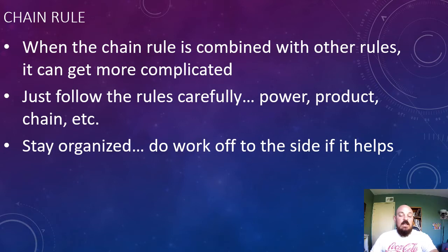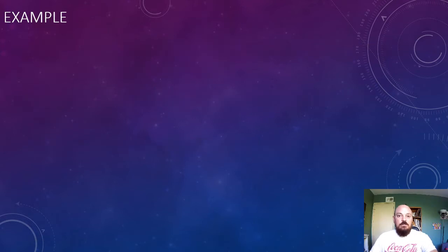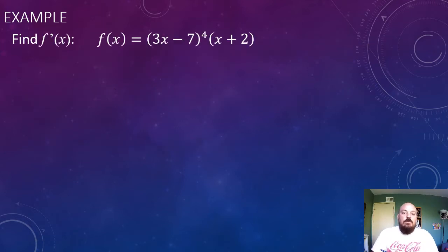So for most of today, I really want to focus on examples, show you how to do some of this. And let's start with this one right here. We're going to find the derivative of (3x minus 7) to the fourth power times (x plus 2). And remember what I said, for this type of question, before you start doing any work, stop, pause for a second, and just say, okay, what rule am I doing first? And what I see first here is product rule.